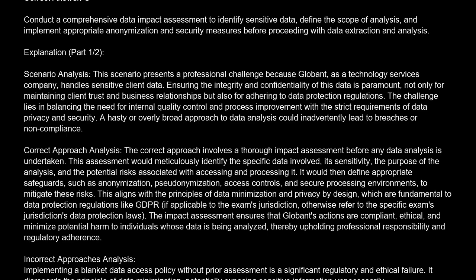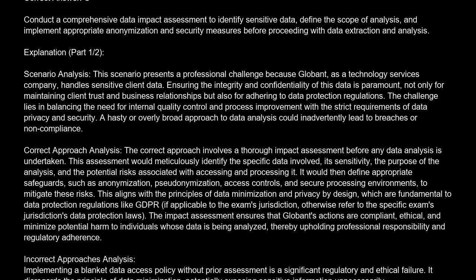Correct answer is C. Conduct a comprehensive data impact assessment to identify sensitive data, define the scope of analysis, and implement appropriate anonymization and security measures before proceeding with data extraction and analysis. Explanation. Scenario analysis. This scenario presents a professional challenge because Globant, as a technology services company, handles sensitive client data. Ensuring the integrity and confidentiality of this data is paramount, not only for maintaining client trust and business relationships, but also for adhering to data protection regulations.